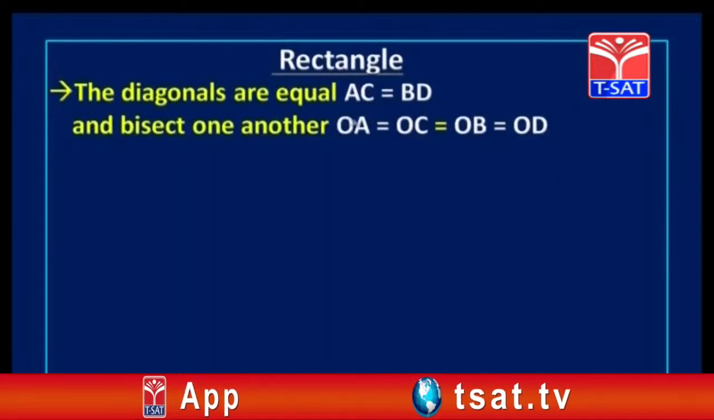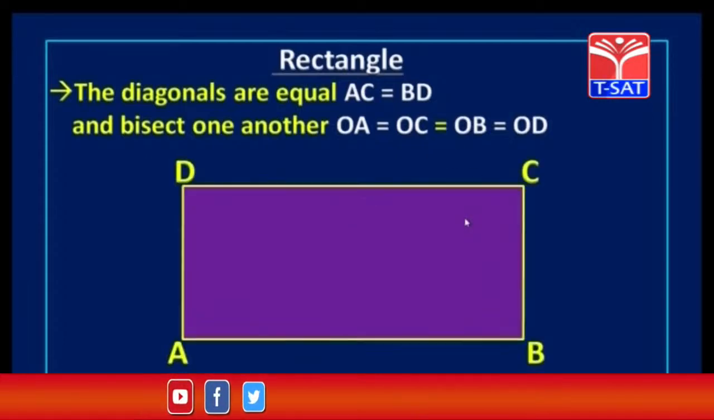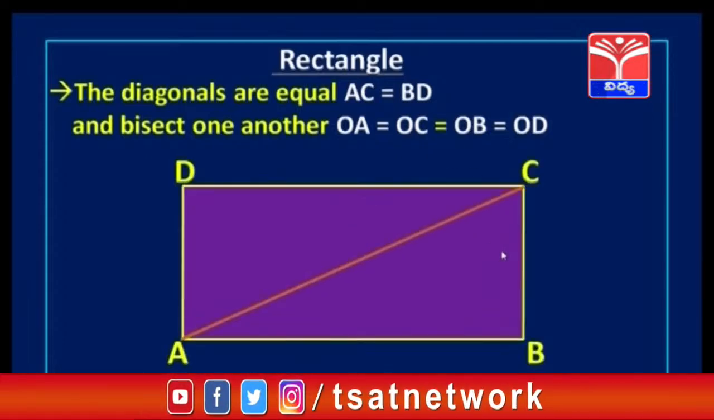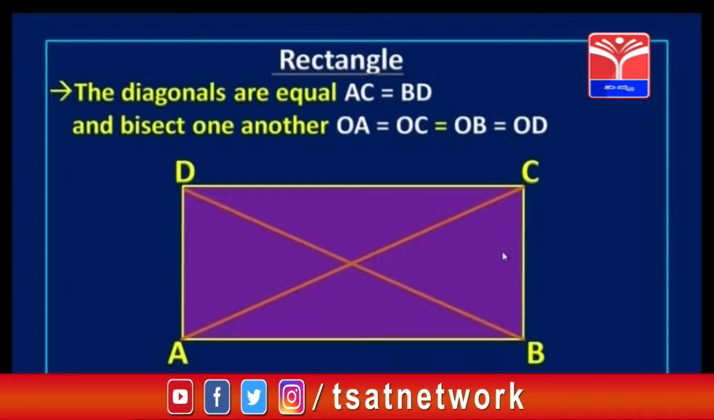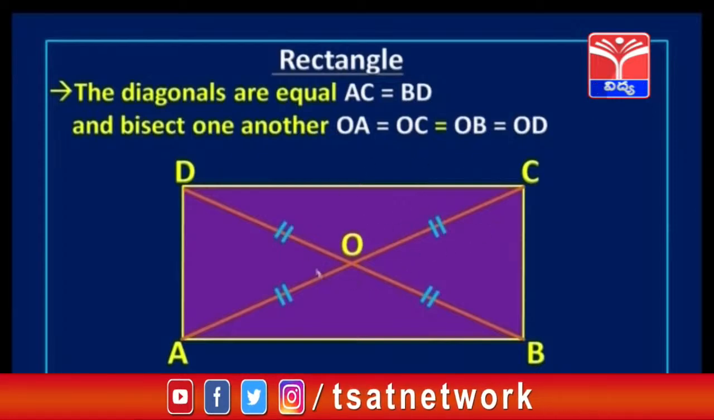In a rectangle, the diagonals are equal and bisect one another. Children, observe here, I am taking a rectangle ABCD, I am taking diagonal AC, I am taking diagonal BD, they are intersecting at O and I can say that they are bisecting one another. So, what I can say children here? OA equal to OC and OB equal to OD. So, in a rectangle, diagonals are equal and bisect one another.